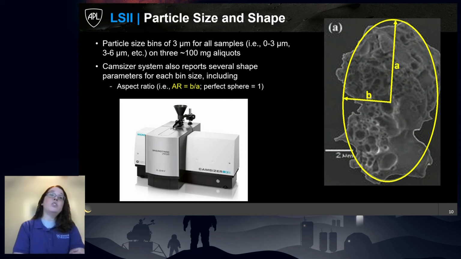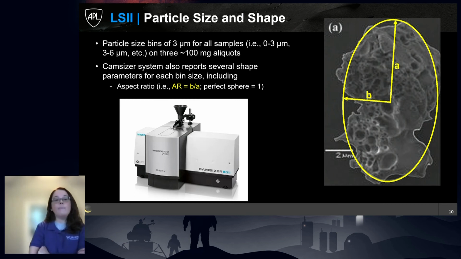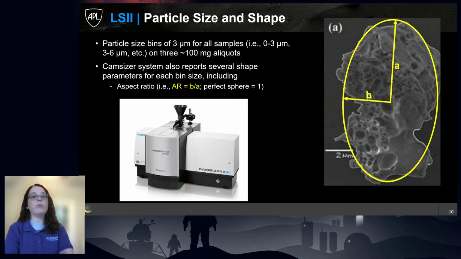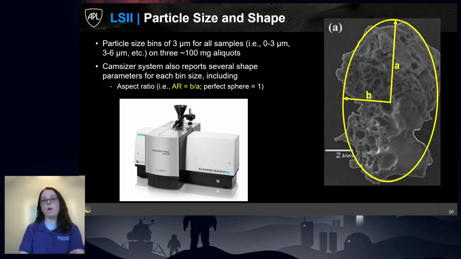And finally, we looked at particle size and shape. We used the CAMSIZER instrument shown there on the bottom left. We had particle size bins of 3 microns, so they go from 0 to 3, 3 to 6, etc. And we did it for 3 aliquots of about 100 milligrams each. You just pour that material into that little cone shape thing at the top, and it blows the material across the field of view, and there are high-speed cameras that capture the information for us. In addition to particle size, it produces various shape parameters, including aspect ratio that I showed there on the right. So we're just comparing that B axis divided by the A axis. A perfect sphere would be 1. This one is obviously not 1. It's probably more like 0.5. Next slide, please.